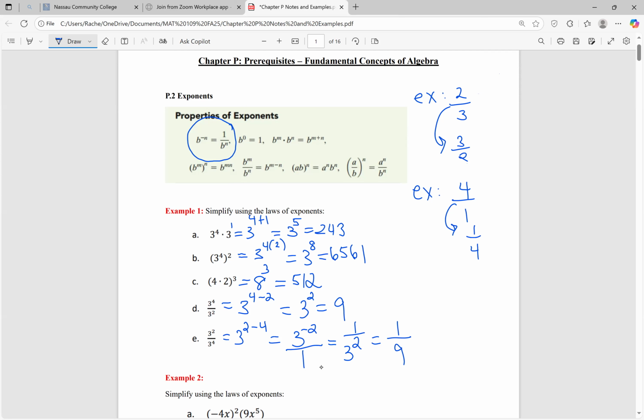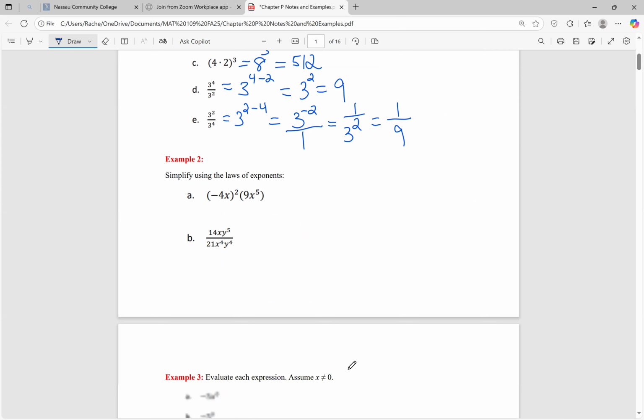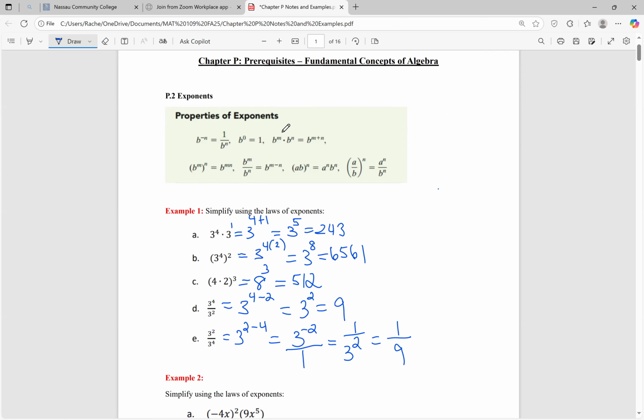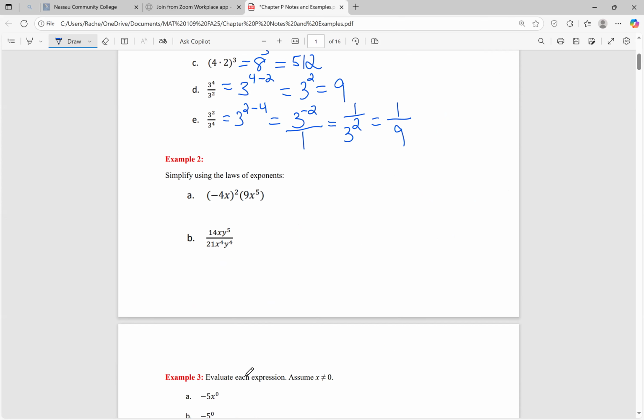All right, so moving on, let's look at example 2. We could get rid of this. So we're going to continue using the laws of exponents. We've pretty much used all the laws that were up here within example 1. So we're going to continue to use the same laws.